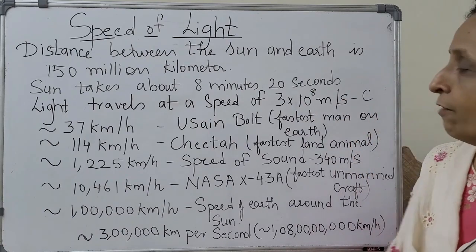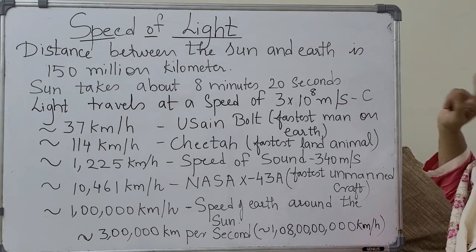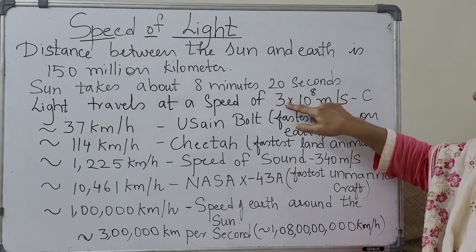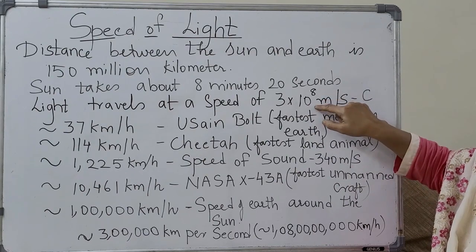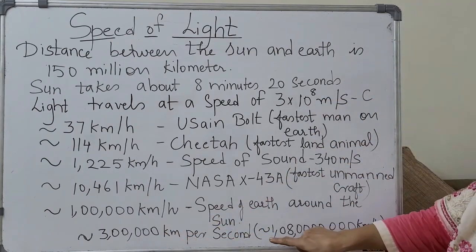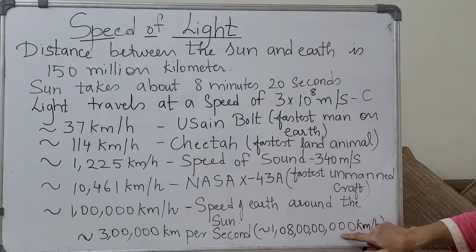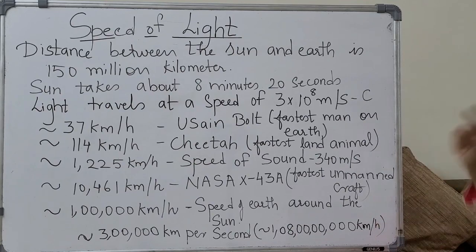It will surely come for your exam. So this is in meters. The symbol is C for the light. Now 3 into 10 raised to 8 meters per second. Here it is 3 lakh kilometers per second, which is 108,000,000 kilometers per hour.